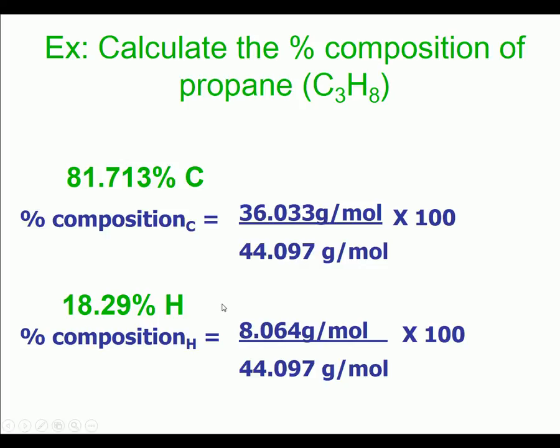Now, while this is the final answer, this is the percent of carbon and this is the percent of hydrogen, do realize that all percentages add up to 100%. So this green value plus this green value should pretty much equal 100%. And if I wanted to get hydrogen's percentage without doing all of this calculation, I really could just subtract this from 100. All right, so that's an example of how to calculate the percent composition.